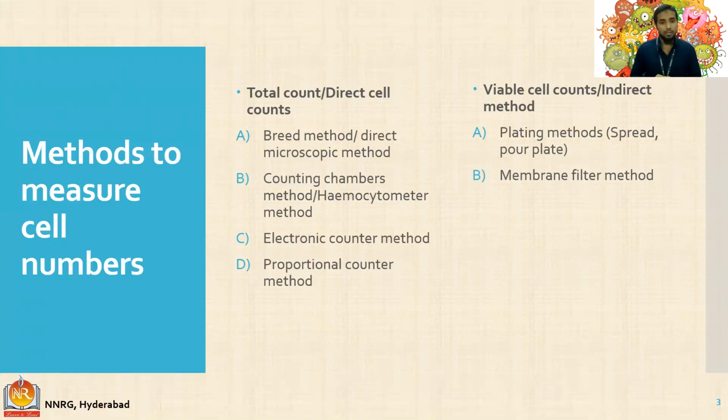In total count or direct cell count, there are four different methods. First is the Breed method or direct microscopy method. Understand the word: Breed method or direct microscope method means we directly observe through a microscope. Next is the counting chamber method or hemocytometer method. Then the third one is the electronic counter method, and the fourth one is the proportional counter method. So we'll be dealing with each now.